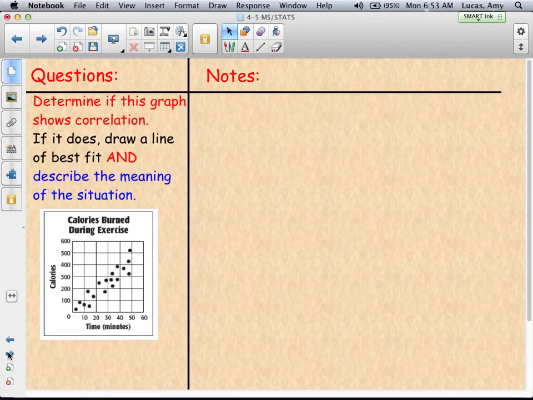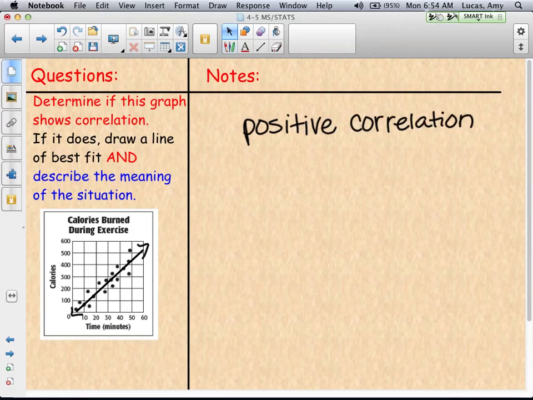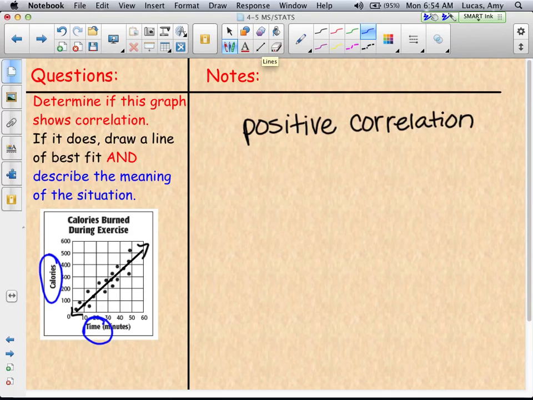The next one, this correlation does not look as strong as the others. So here's my line, but I'm just going to call this a positive correlation, not strong positive. And the meaning of this situation, it says calories burned during exercise, time, again the independent variable, and calories. So this is telling me the longer, because it's time, the longer you exercise, the more calories you burn.